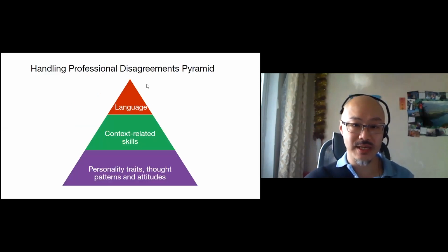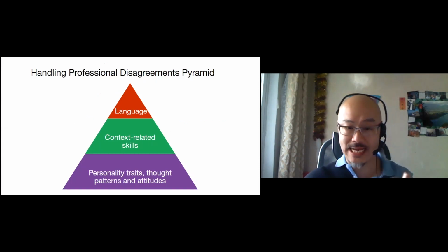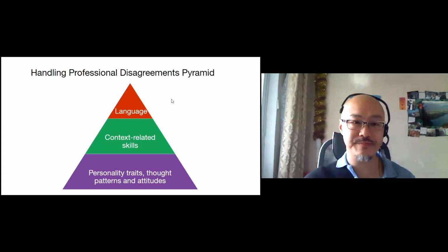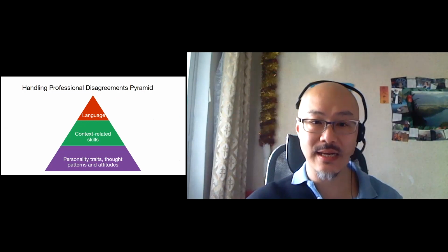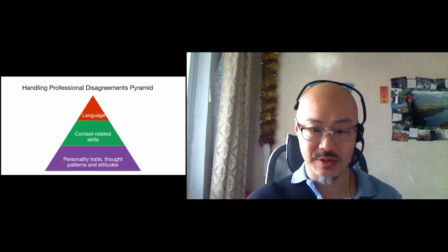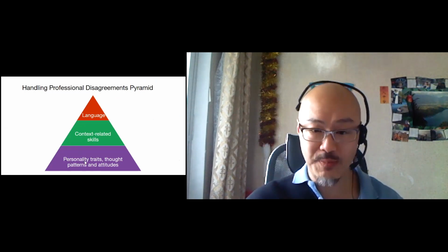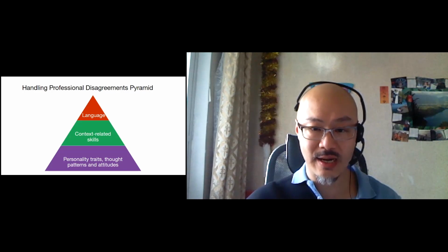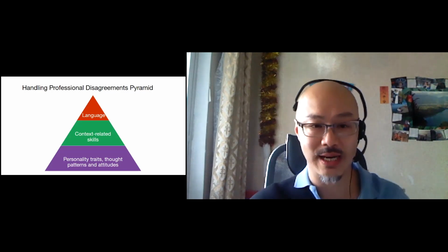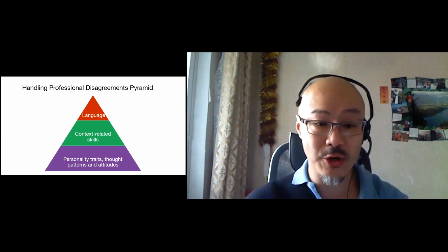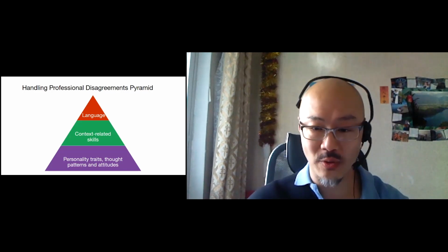Right. Okay. So this is something that I worked out. There are three tiers of how to be more effective in handling professional disagreements. The first tier, the basic foundation, is personality traits, thought patterns, and attitudes. The second tier, context-related skills, and the third one, language. We're going to look at each one in more detail.